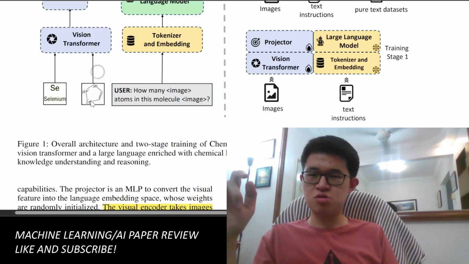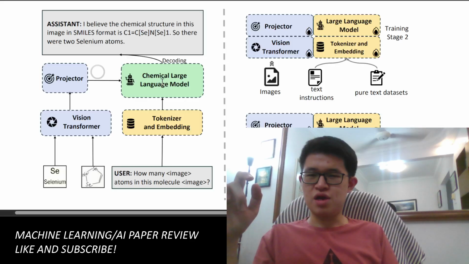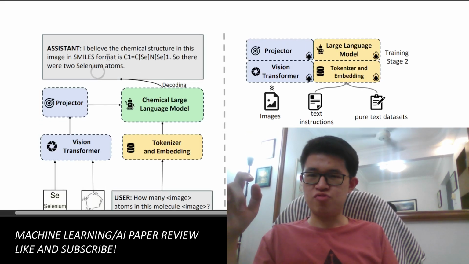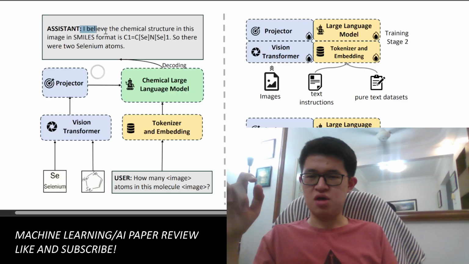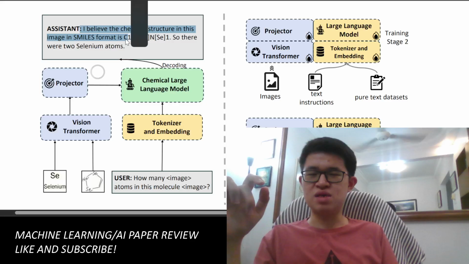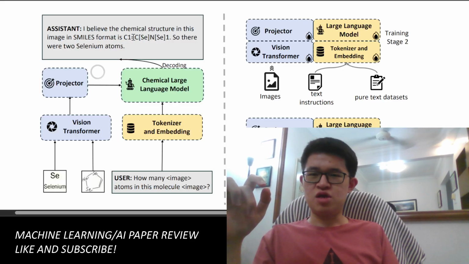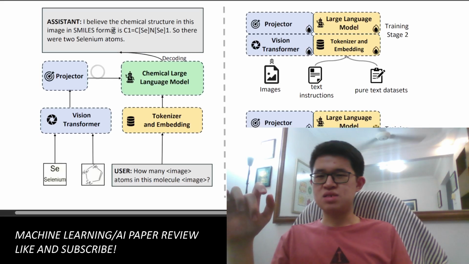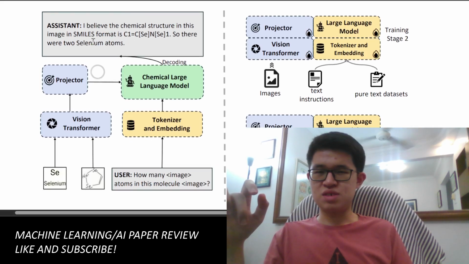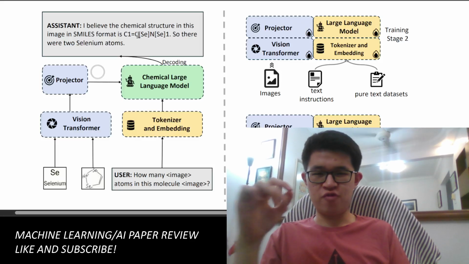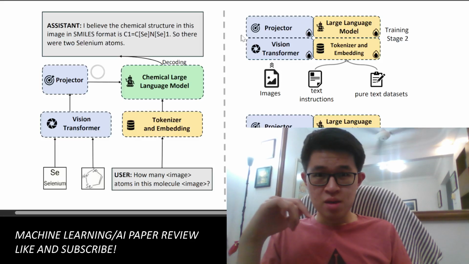Clearly, there are 2 in this ring. Once you feed it in, you want it to say that the chemical structure in SMILES format is C1 blah blah blah, with a double bond. So there are 2 selenium atoms, and that's correct. This is exactly what we want from the model.